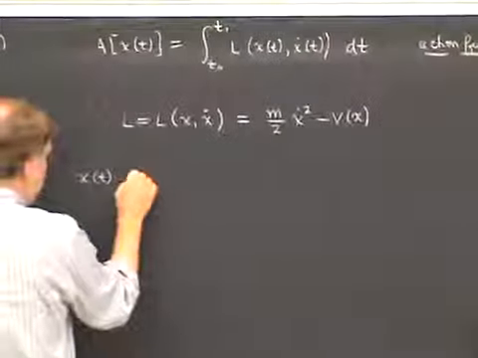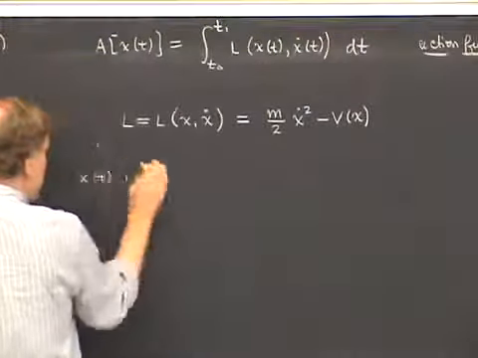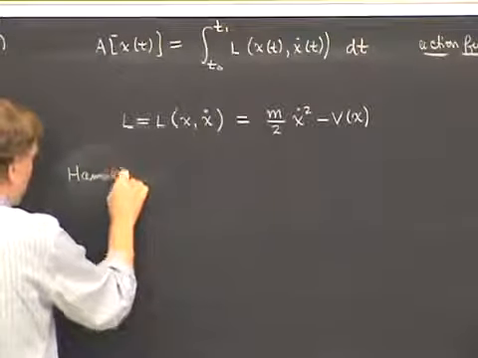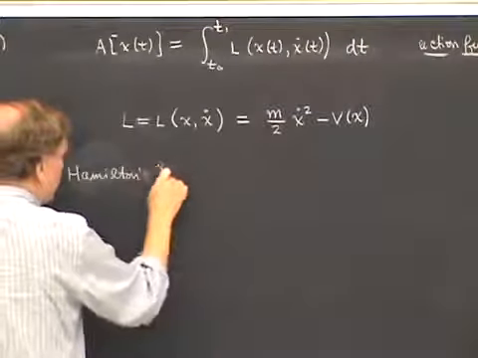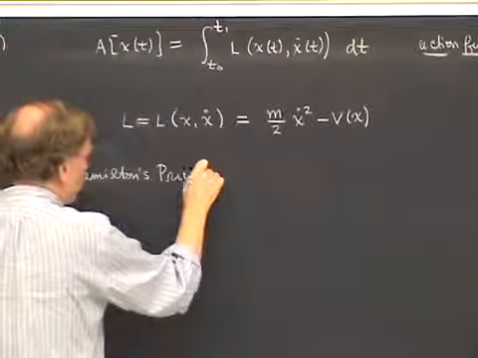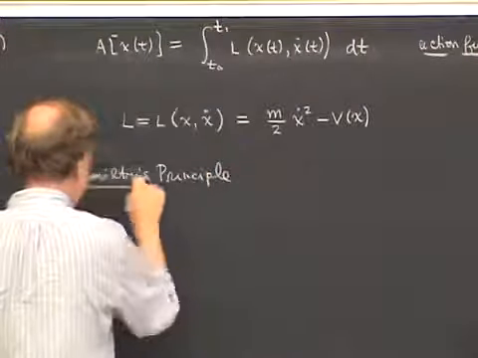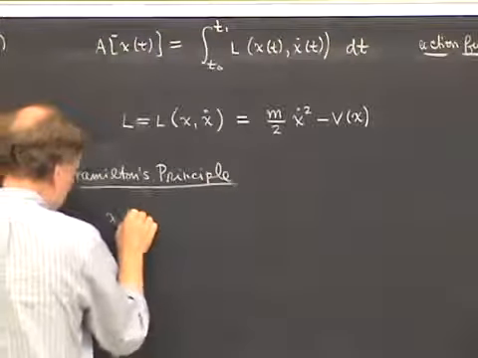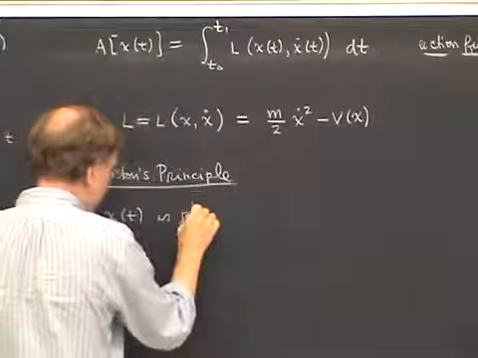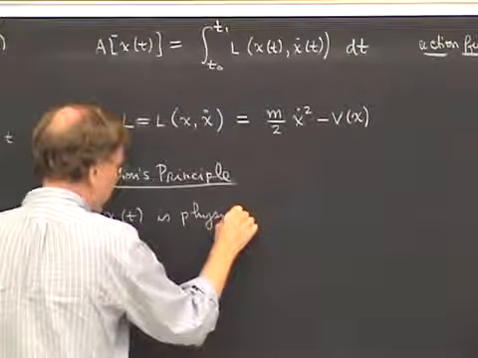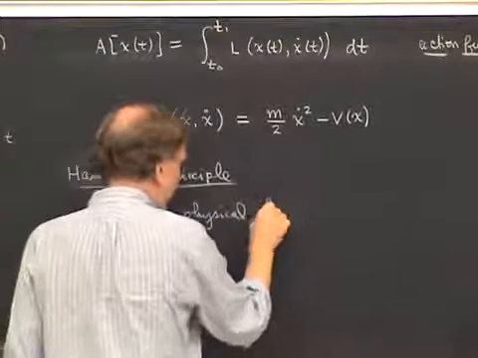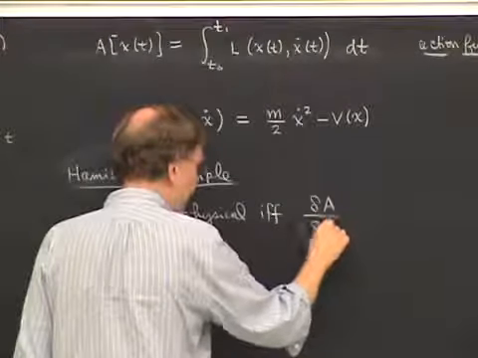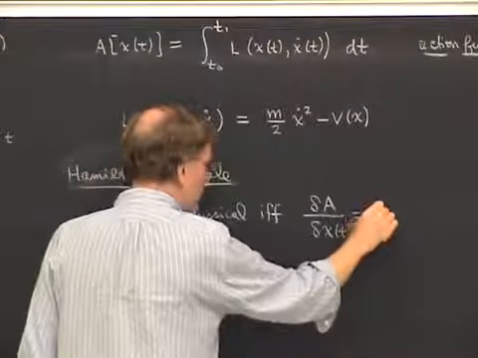To say that x of t is physical, this is called Hamilton's principle. Hamilton's principle, which was enunciated at least 100 years before quantum mechanics, says that x of t is physical, that means it satisfies Newton's laws, if and only if the functional derivative of the action with respect to the path x of t is equal to 0.